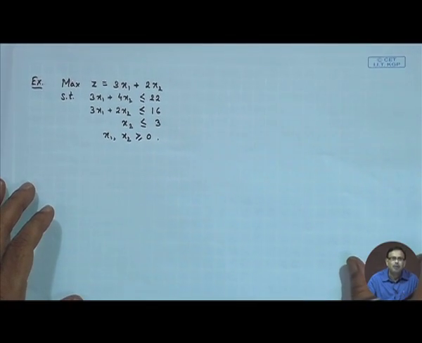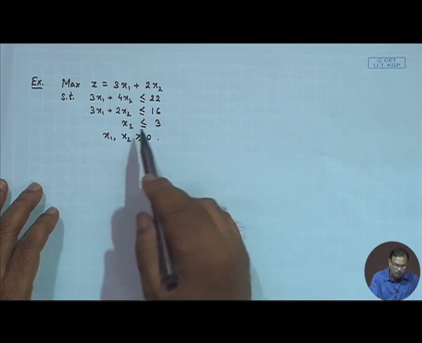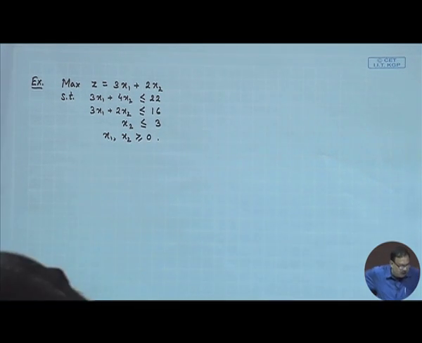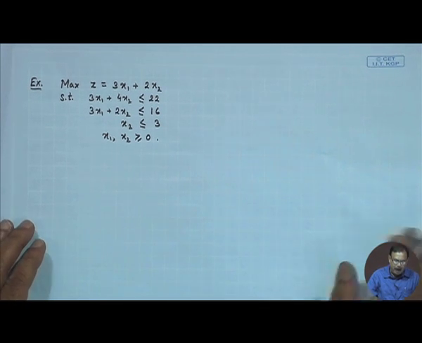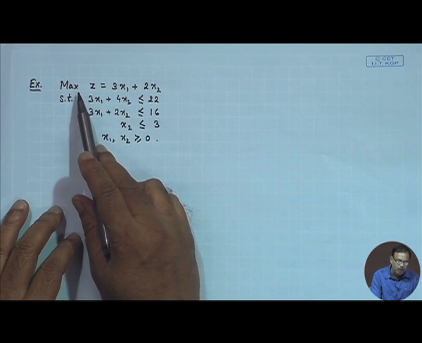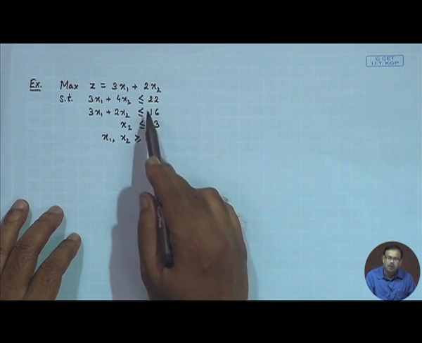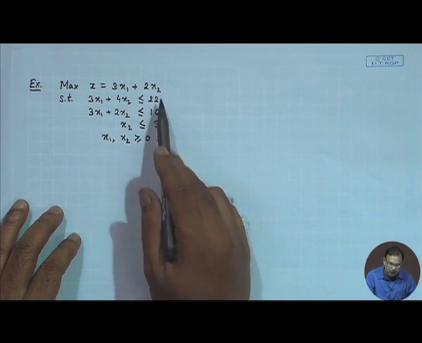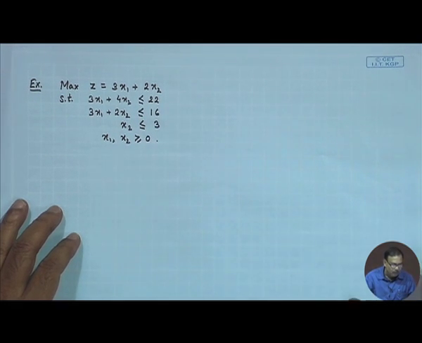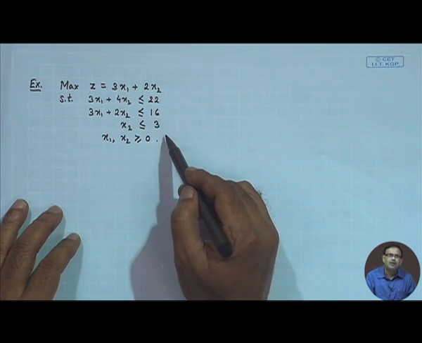Let us take this problem. Maximize z equals 3x1 plus 2x2 subject to 3x1 plus 4x2 less than equals 22, 3x1 plus 2x2 less than equals 16 and x2 less than equals 3. If you note, the problem is already maximization type and all the inequalities are less than equals type. That means this particular problem is in canonical form.